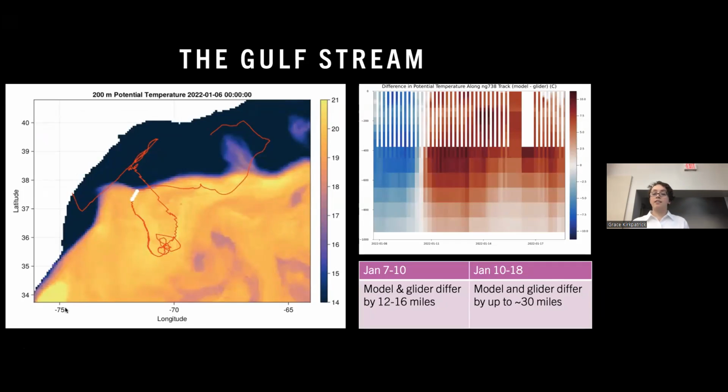So to zoom in a little further on this issue, to the left we have an animation that I'll be playing in a second of the potential temperature at the 200-meter depth with the glider's trajectory and position overlaid on it. On the x-axis we have longitude, on the y-axis is latitude, and the yellow end of the color bar represents higher temperatures, while the black-purple end represents cooler temperatures.